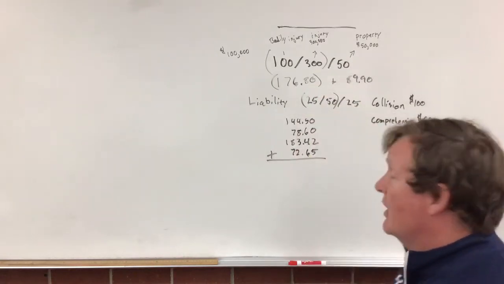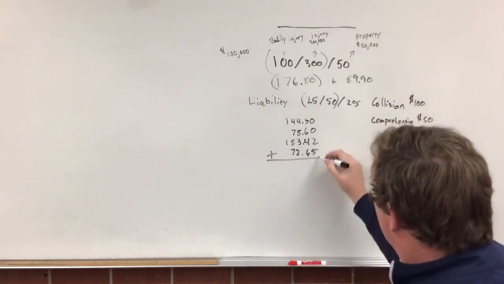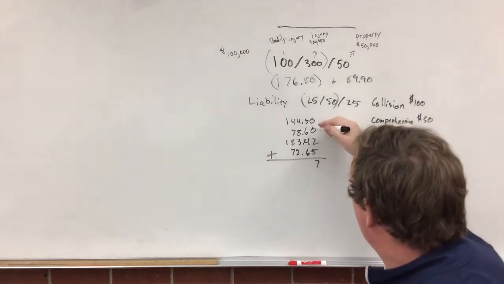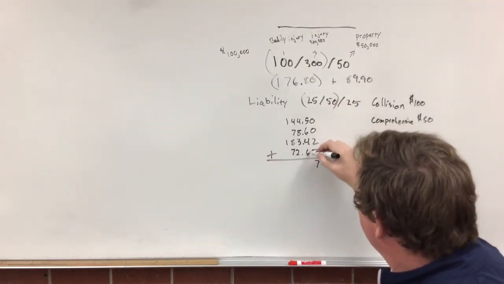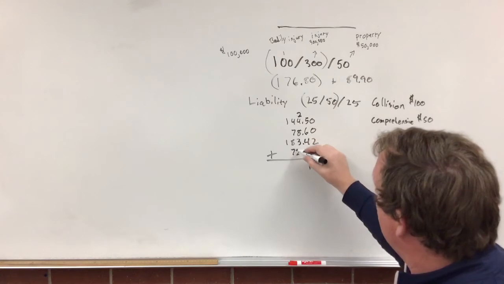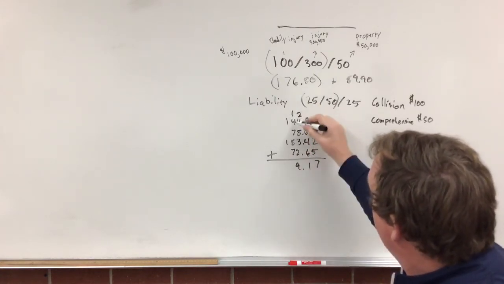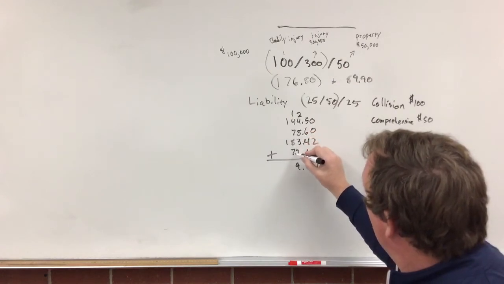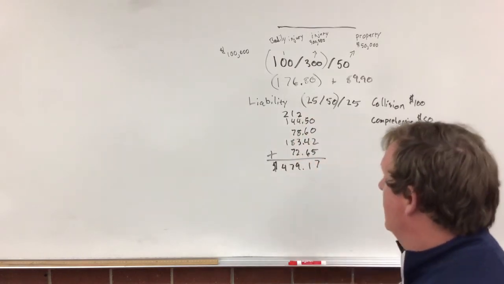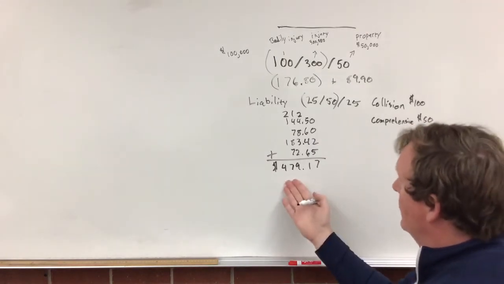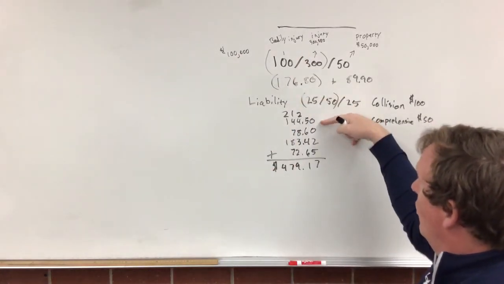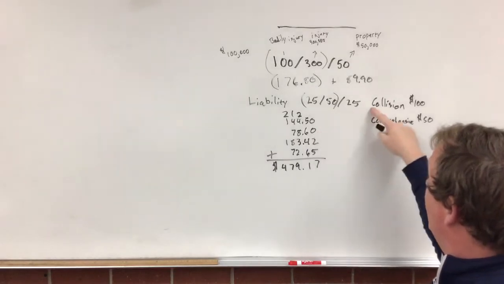Okay, I got all my numbers. Let's add them all up. 2 plus 5 is 7. You can do this on your calculator too if you would like. So take your calculator out, add these all up, and you'll get your final answer. 11, 15, plus 6 is 21. 6 plus 8 is 14, 17, 18, 19, carry 1. 5 plus 7 is 12, 27, 2, 3, 4. So my answer for number 1 would be $479.17.